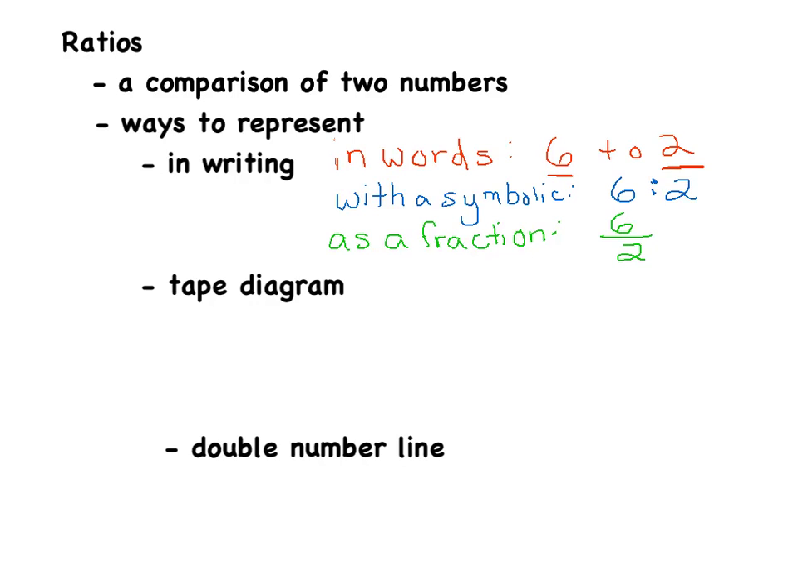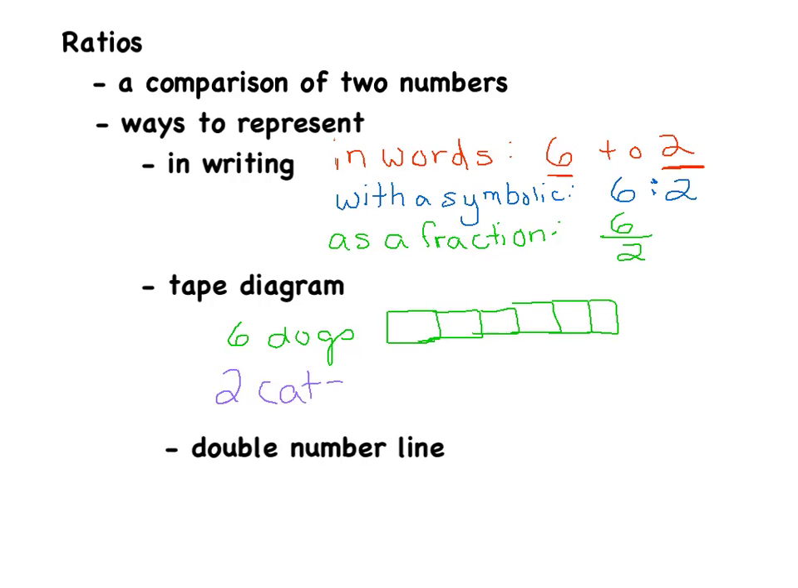Other ways of representing ratios is to use lengths when we start talking about using a tape diagram. The same ratio 6 to 2. For example, we might have 6 dogs, where then we would draw out 6 blocks. Two possibly are 2 cats. So we only put 2 blocks here.